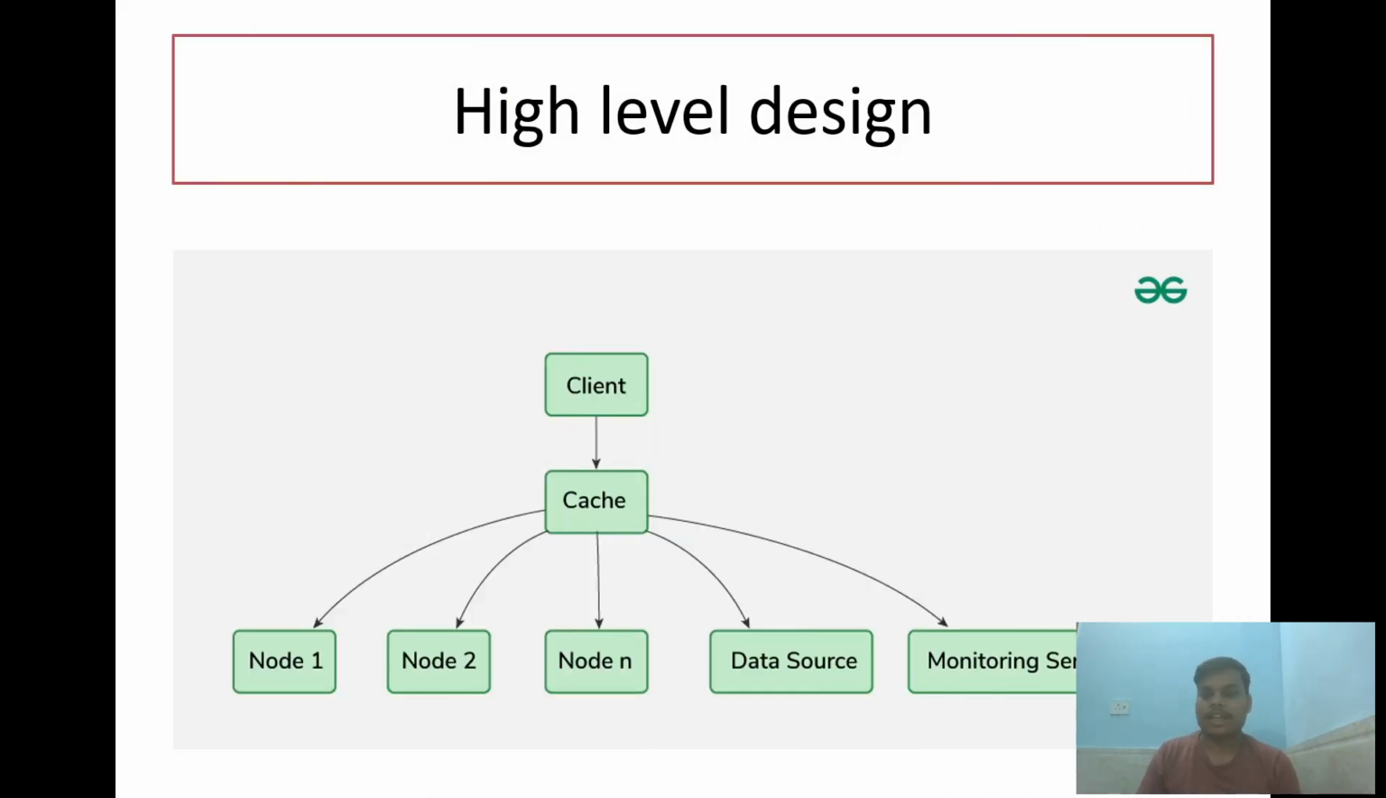Now we will understand the high-level design of the distributed caching system. So what does a distributed caching system include? It includes a client. It includes multiple servers which are depicted here: node 1, node 2, node n. It includes a cache which each server has. And it includes a data source, which means the database, and a monitoring service also. So this is the high-level design of the distributed caching.